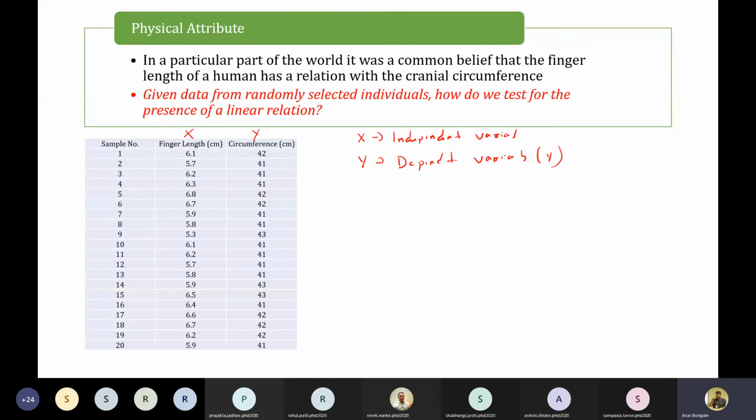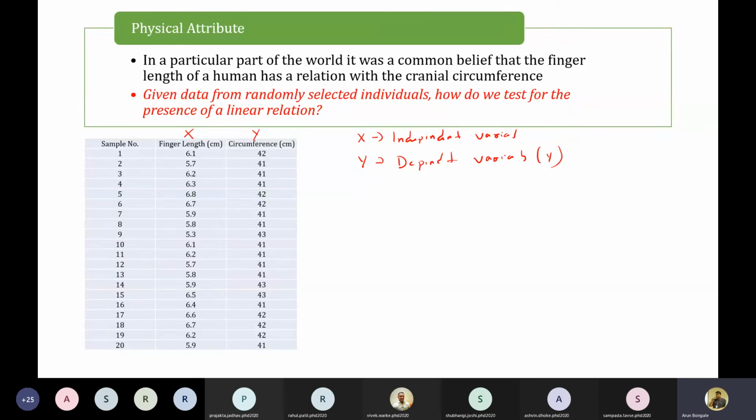So circumference varies with the finger length, whatever the finger length may be. If I have a finger length of 6.1 centimeter, don't go with the actual quantities. This is general random data, not taken from anywhere; I have randomly generated it. So 6.1 is the finger length, then circumference is 42. Similarly, 5.9 is the finger length, the circumference is 41. For 5.3 we have 43, 6.1 again 41, right? So these are the samples.